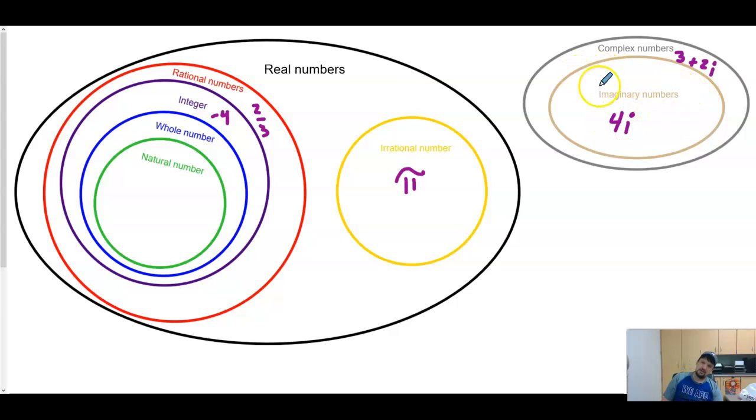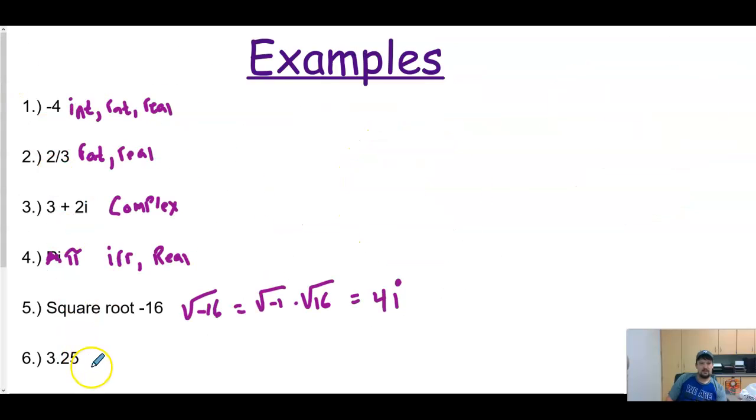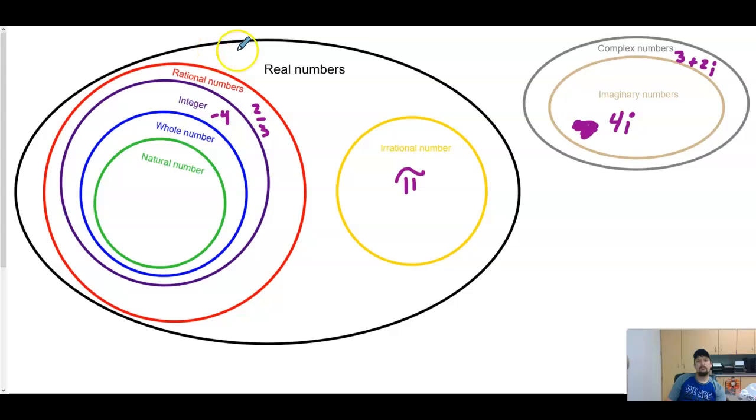Now, if you're just a regular imaginary number, it's actually also considered a complex number as well, because technically we could say 0 plus 4i and make it an expression. So 4i, if it's an imaginary number, it's imaginary and complex. Oops, wrong way. So we're going to say imaginary and complex.